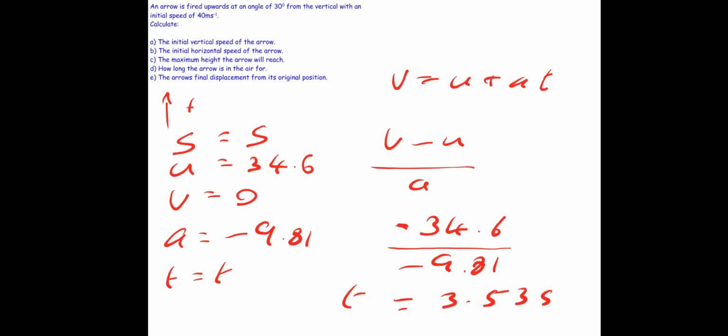So then to get the length of time that the arrow is actually in the air for, because that's the amount of time it takes to go up, and then it's got to come back down. So we need to double that answer. So let's times that by 2. So we get 7.05 seconds, total time of flight. So we'll need that when we calculate the final displacement, which is the range.